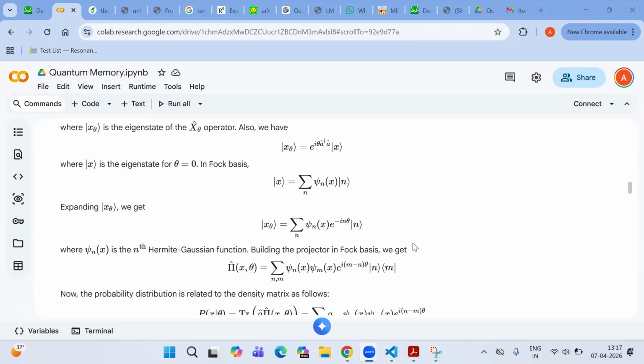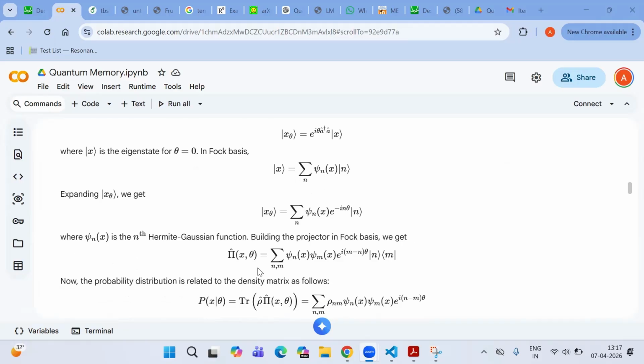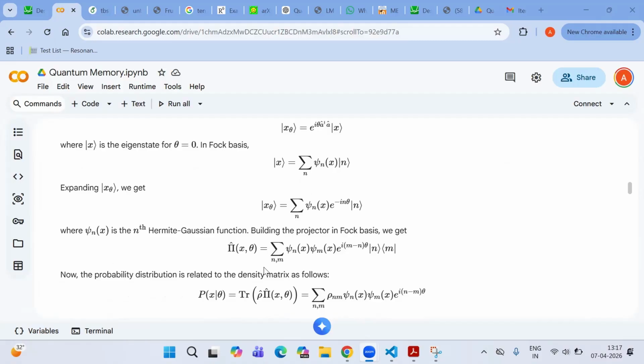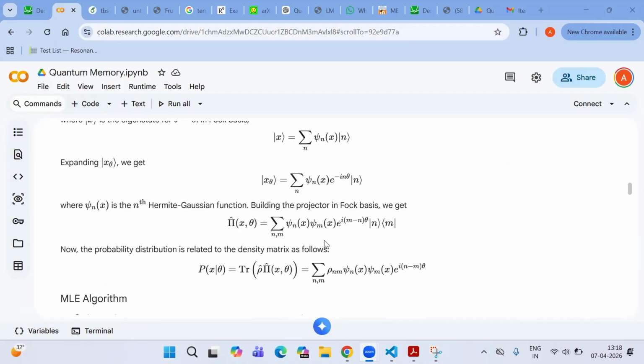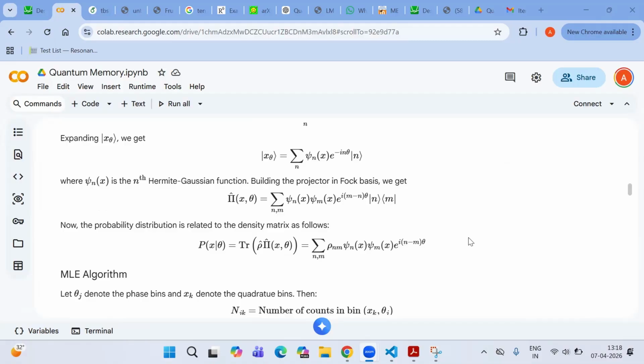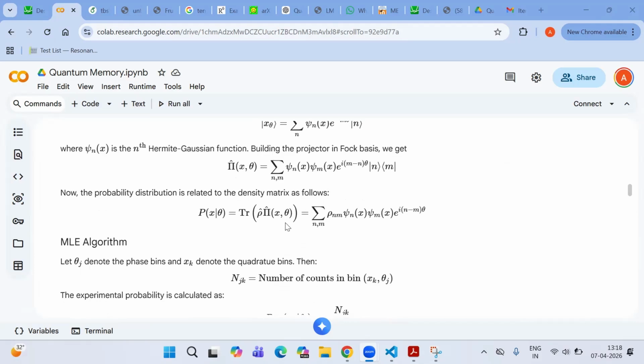Now I'm going to try to build my projection operator in the Fock basis from all of this. So finally, I get pi of x comma theta to be this double summation over n comma m. So these are the Hermite-Gaussian functions, and there is an exponential of i times m minus n times theta. Now, the probability distribution that we actually got is related to the density matrix through the following equation. This is one of the properties of the density matrix. So P of x given theta is given by the trace of rho times pi of x comma theta. And now I can express this in terms of the matrix elements of rho in the Fock basis. So now you can see that P of x given theta is related to rho nm.